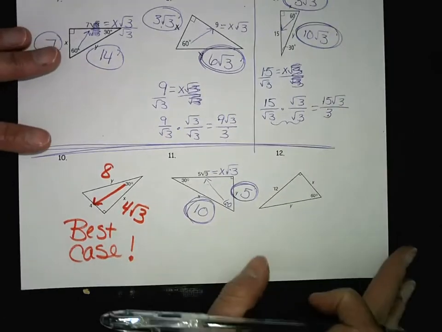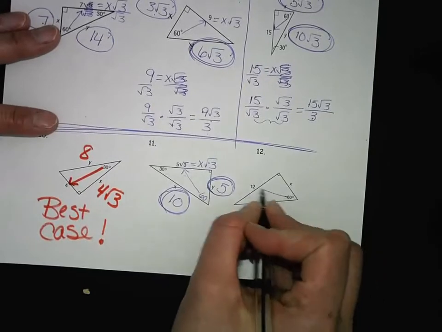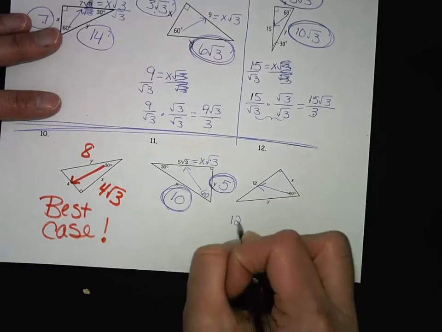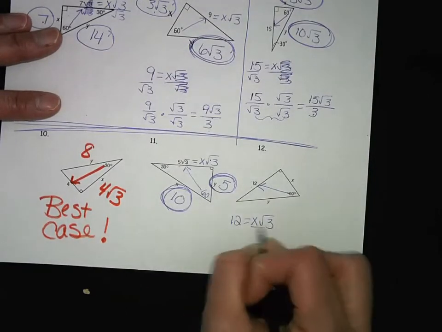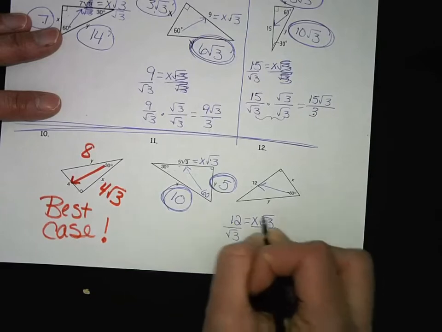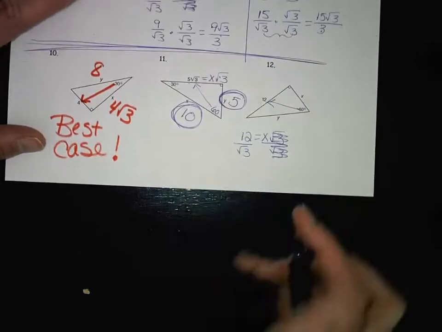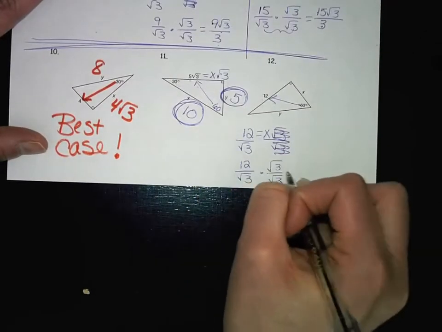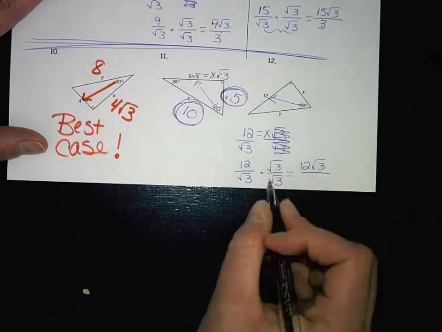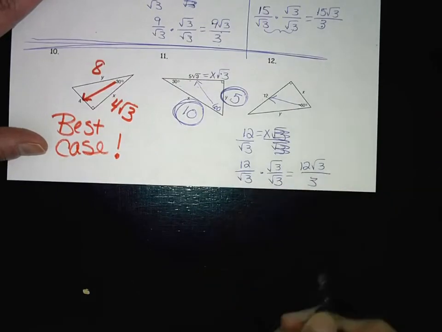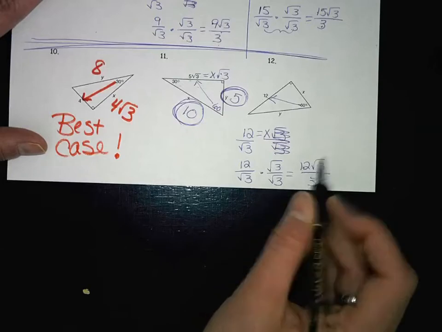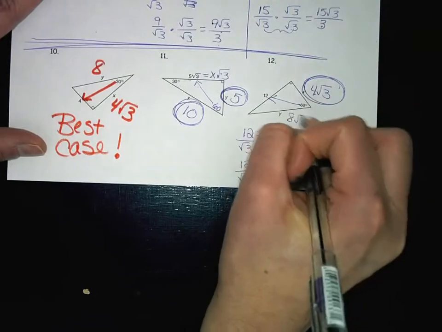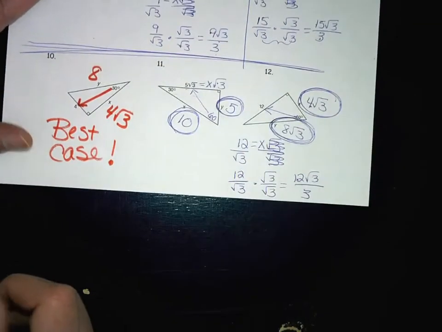Okay? On number 12, again, they give you the one across from the 60, but the problem is it's not in radical form. So we have to take 12 is equal to x square roots of 3, and solve that. So we divide off the square root of 3, and then these cancel. And once again, we have to rationalize. 12 over the square root of 3 times square root of 3 over square root of 3 is 12 square roots of 3 over the square root of 9, which is 3. So that's really 4 square roots of 3. Then we have to double this, so that's 8 square roots of 3. And that would be our answer.